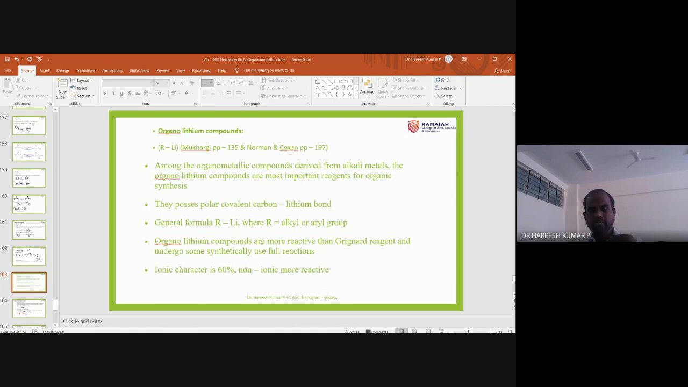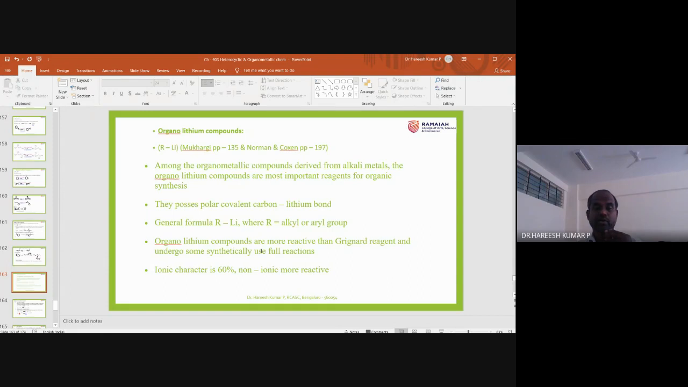Organolithium compounds are more reactive than Grignard reagent. What is Grignard reagent? RMgX. In a Grignard reagent, a carbon is bonded to magnesium, whereas in organolithium, a carbon is bonded to lithium. That is the difference. And one more difference: lithium size is less compared to magnesium. That is an advantage.